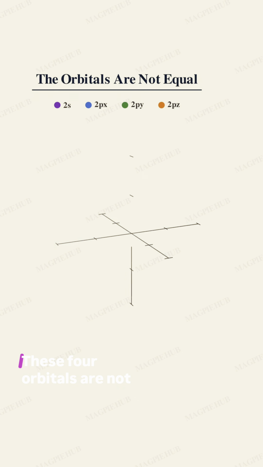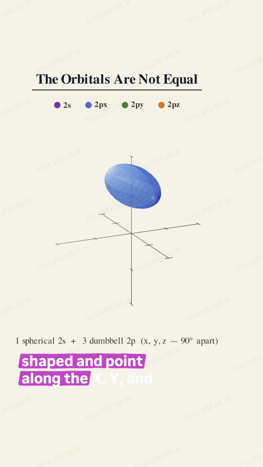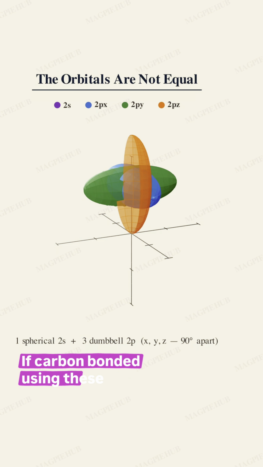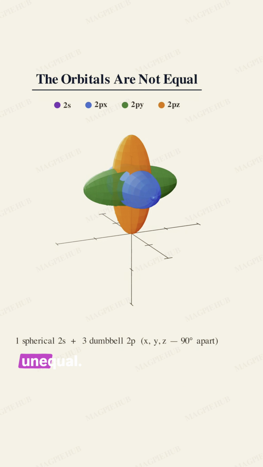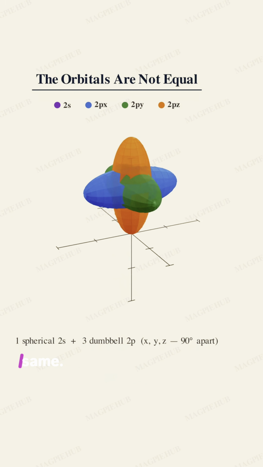But there is a problem. These 4 orbitals are not identical. The 2s orbital is spherical, while the 3 2p orbitals are dumbbell-shaped and point along the x, y, and z axis, 90 degrees apart. If carbon bonded using these directly, its 4 bonds would be unequal. Yet experiment shows all 4 CH bonds in methane are exactly the same.